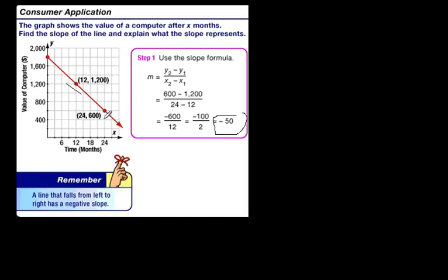Scratch that. Now the follow-up is, what does this represent? What this tells you is that as time goes on each month, the value of this computer drops by $50 each month. So the value of the computer drops $50 per month. So you could actually see the value of slope in applications of your everyday world. That's pretty cool.